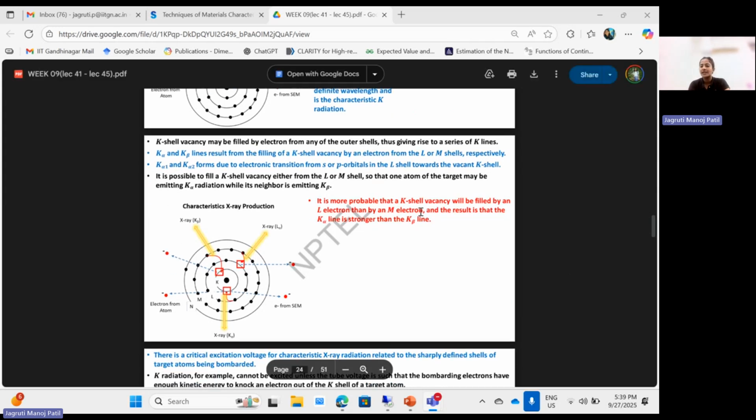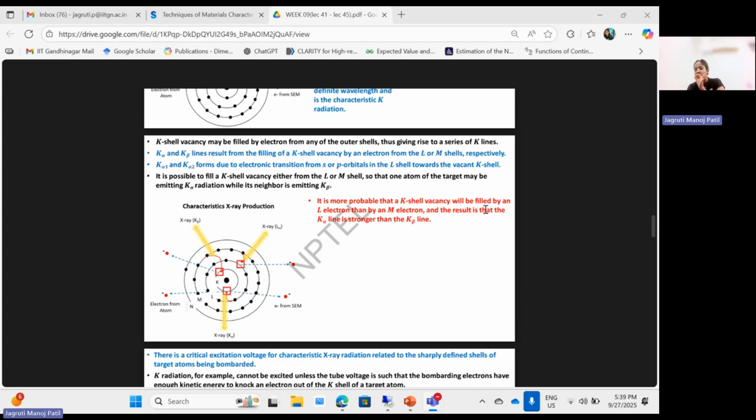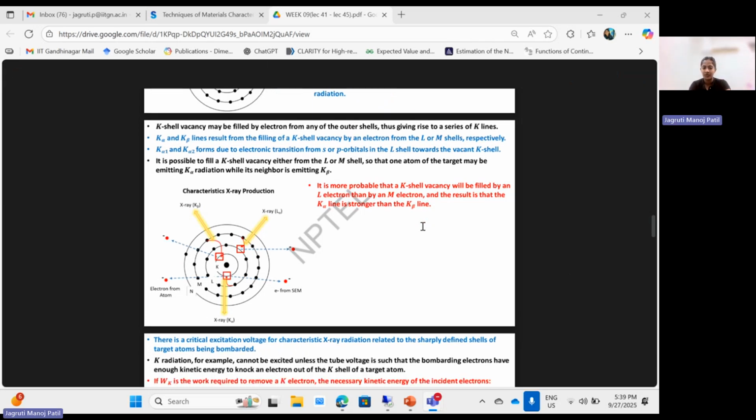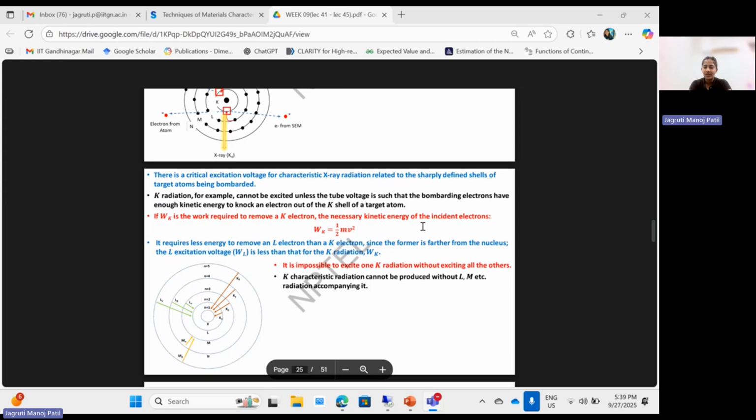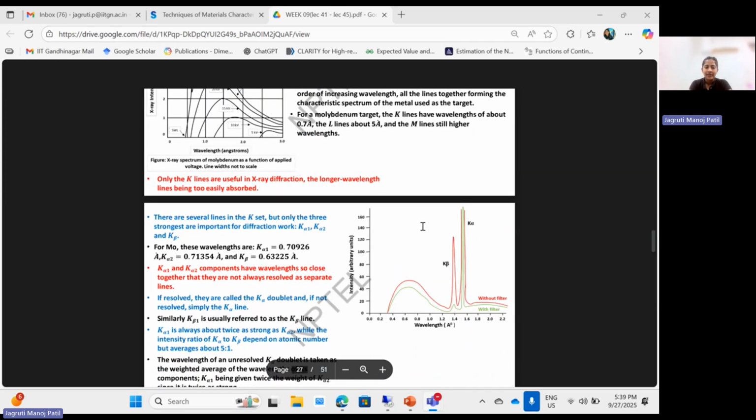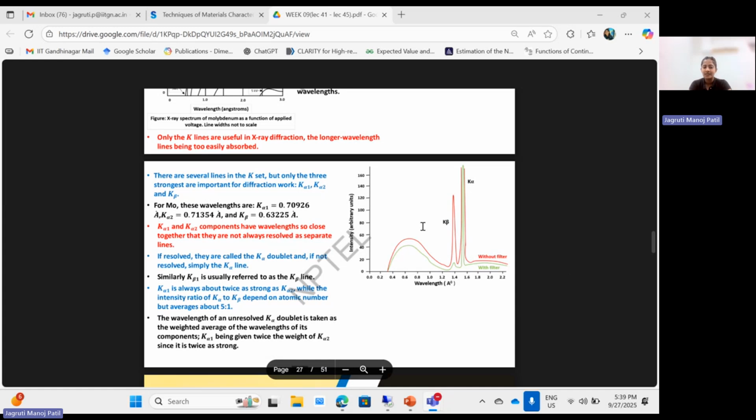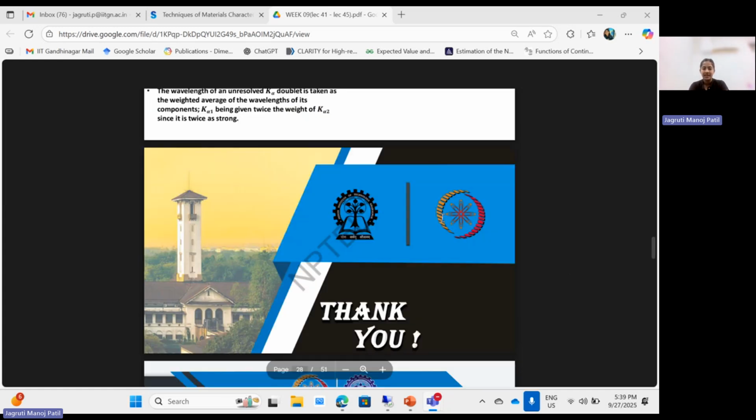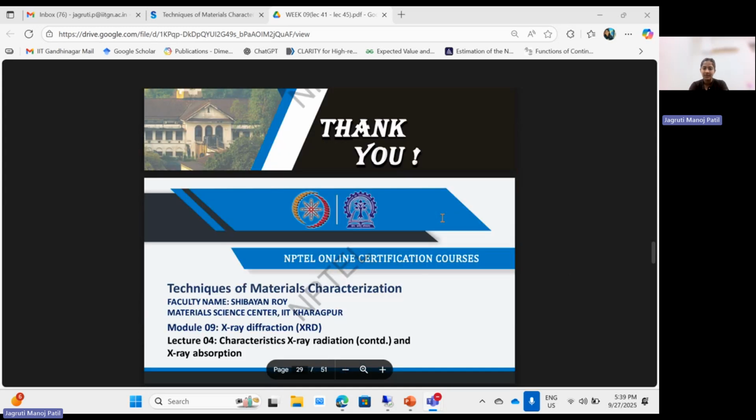Now, it's more probable that a K shell vacancy will be filled by an L electron than by an M electron because that's farther away. And the result is that the K alpha line will always be stronger than the K beta line. So it's very obvious. Again, you define the kinetic energy, half m v square, for how much energy it needs to go out. And yeah, of course, that's it. You just have to see the energy differences. So just remember the concept, what's happening there.